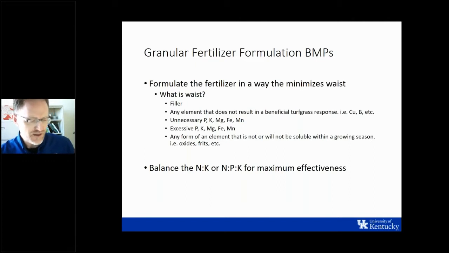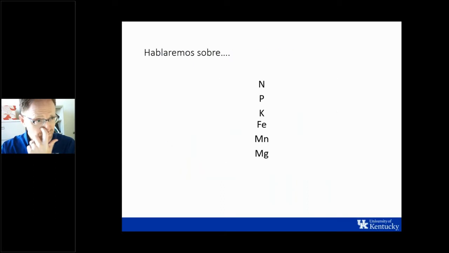And then the second BMP is balance the nitrogen, phosphorus, and potassium for maximum effectiveness. And we're going to talk about some of the work that's been done primarily in Florida, but in some other places, about what is the proper ratio or balance of these elements when blended in fertilizer. Okay, so we'll be discussing only these 6 elements: NPK, iron, manganese, magnesium.